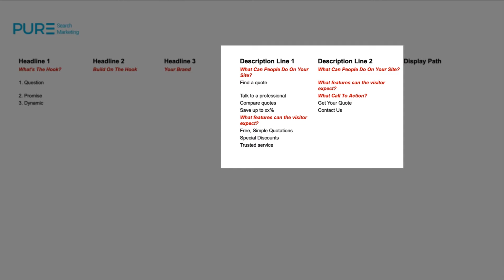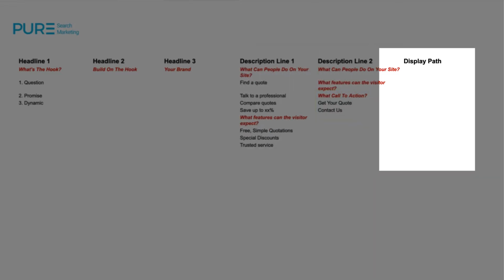For your description lines, jot down a list of what people can do on your site and what features of your business you're proud of. Also, list the things you want the user to do once they've read your ad, the call to action. Lastly, for the display URL, make sure it ties in with the keywords and your ad text. Remember, it's just for display. It doesn't actually have to go to a page of that name. I tend to keep the display URL the same across ads at this stage. Once we've got some winning text, we can start to experiment with the display URL.